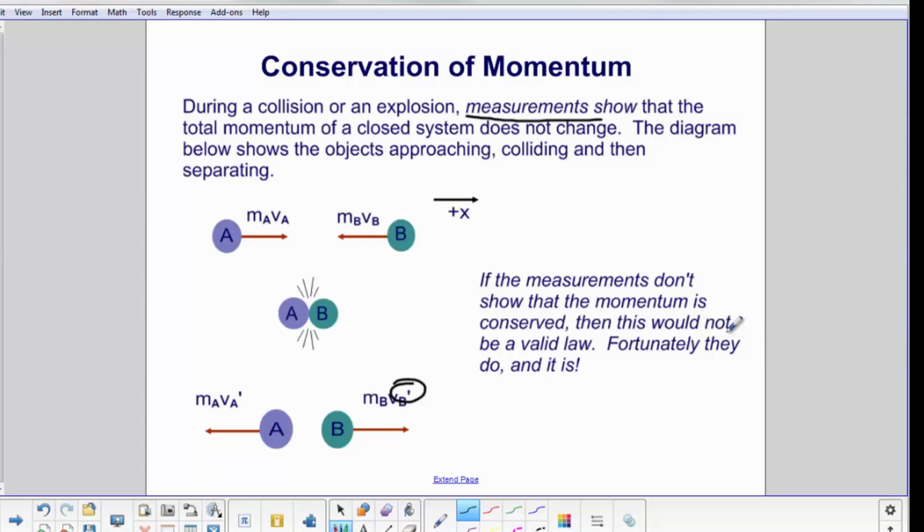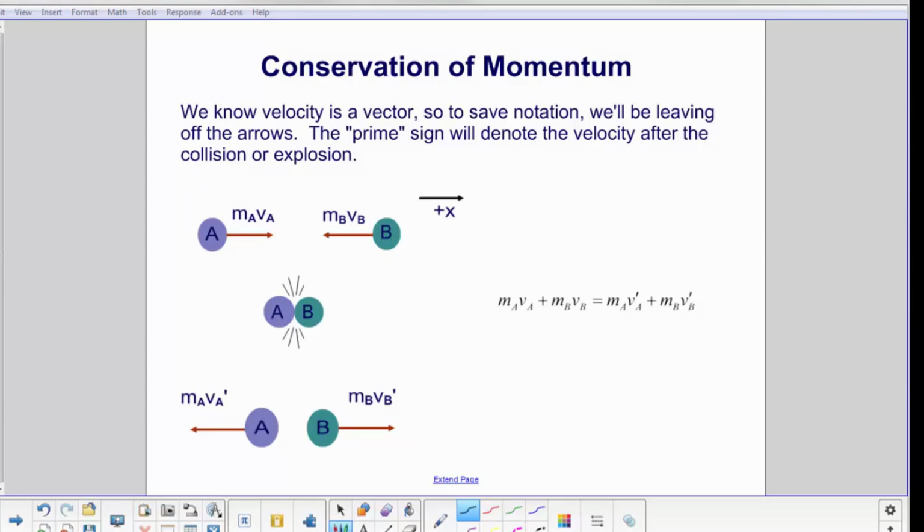And the advertisement over here for basically physics in general: if the measurements don't show something, then it's not a good law, it's not a good theory. Fortunately for us on conservation of momentum, the experiments bear out what the predictions say. We're going to save a little time here.